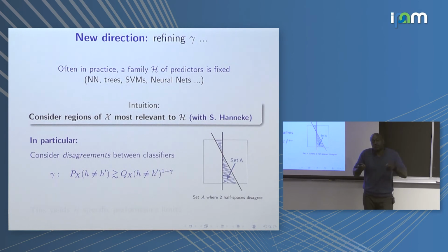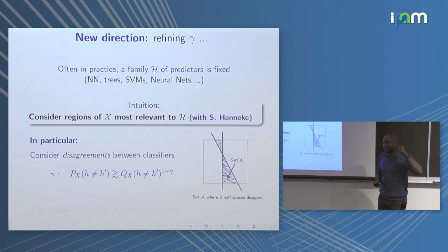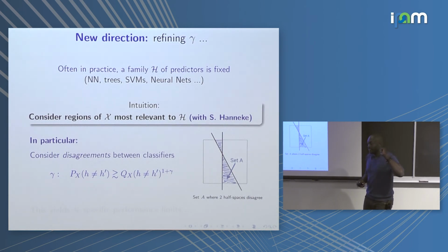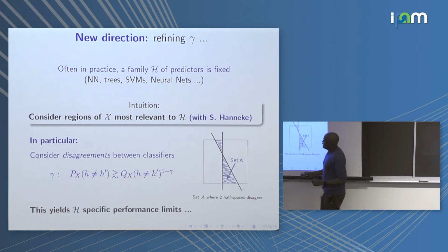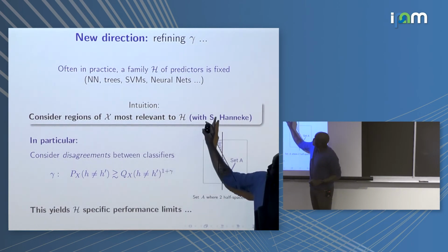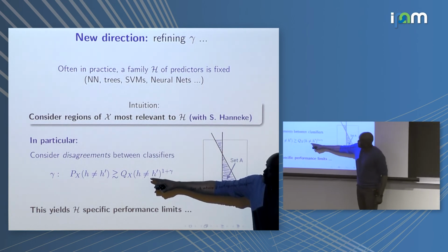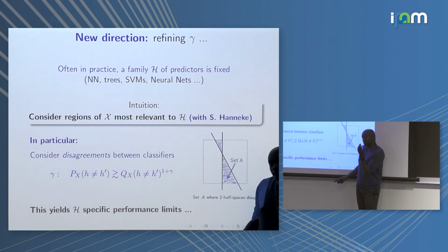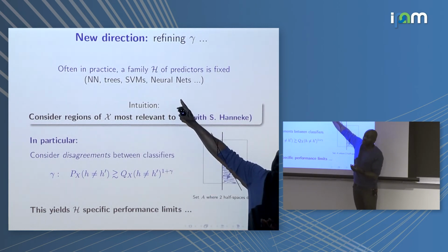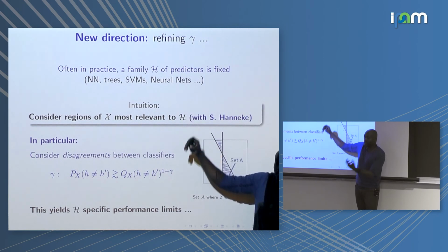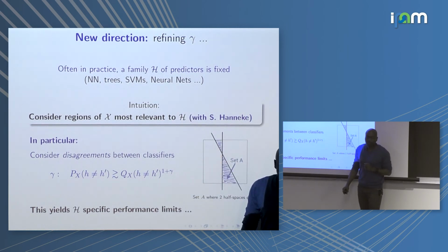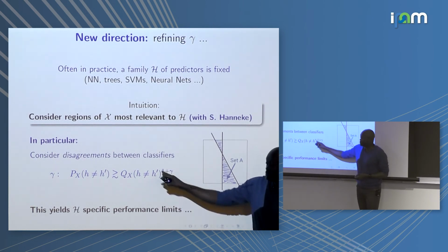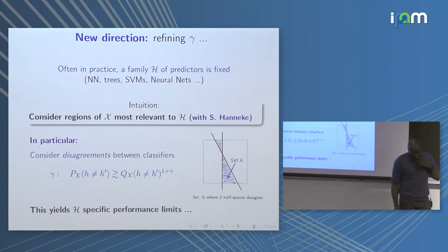And that notion is always smaller than the previous notion of gamma that I presented. And what we can show, and this will appear at NIPS this year, is that this refined notion actually captures performance limits that are specific to each class, each set of classifiers that you choose as a practitioner, right? So it's classifier-specific limits of transfer captured by this other notion.